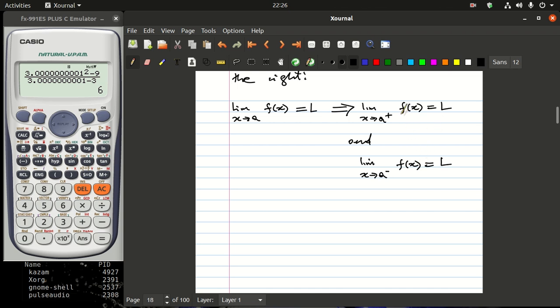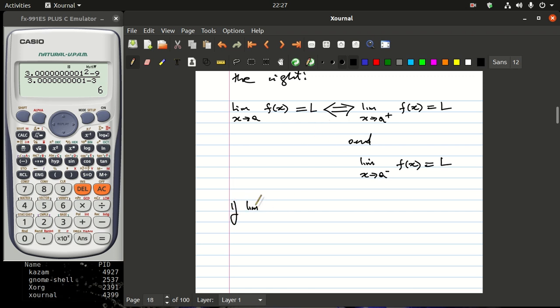And if you know that this limit exists to be L and the left-hand limit exists to be still L, then you must also know that this limit actually also exists. If this limit is a different value than the value of this limit, then this limit does not exist. Let me say this again.